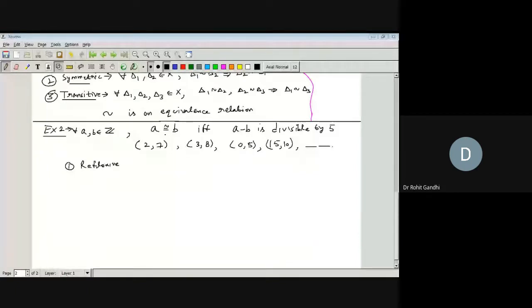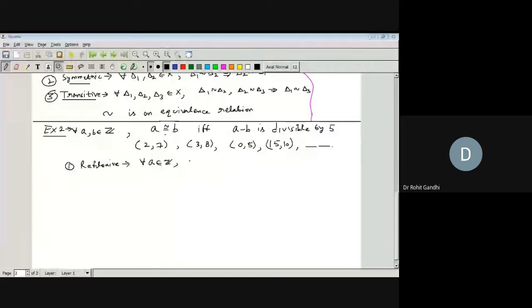Is this relation reflexive or not? Yes, Anchal, tell me. Yes sir, it is reflexive. Why? Because a minus a will be 0, and 0 is divisible by 5. Okay, good.